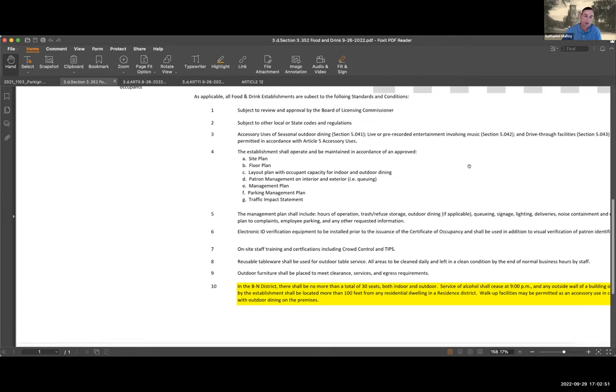And so we feel these standards and conditions, which aren't in the bylaw now, provide enough information to help the applicant, it's guidance for the applicant, and it's also guidance for staff. I can stop here if you'd like.